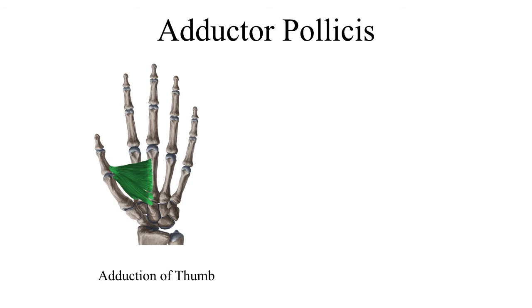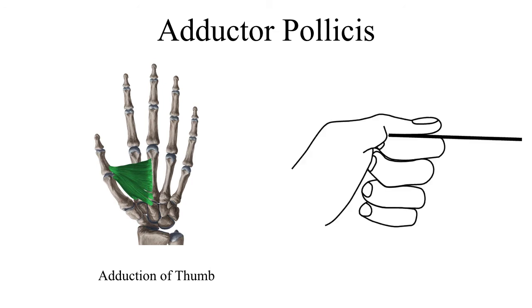So this adductor pollicis causes adduction of the thumb, which is necessary for this key pinch, holding a key and opening a lock of a door. So for that key pinch, adductor pollicis is needed. So these are the motor supply.